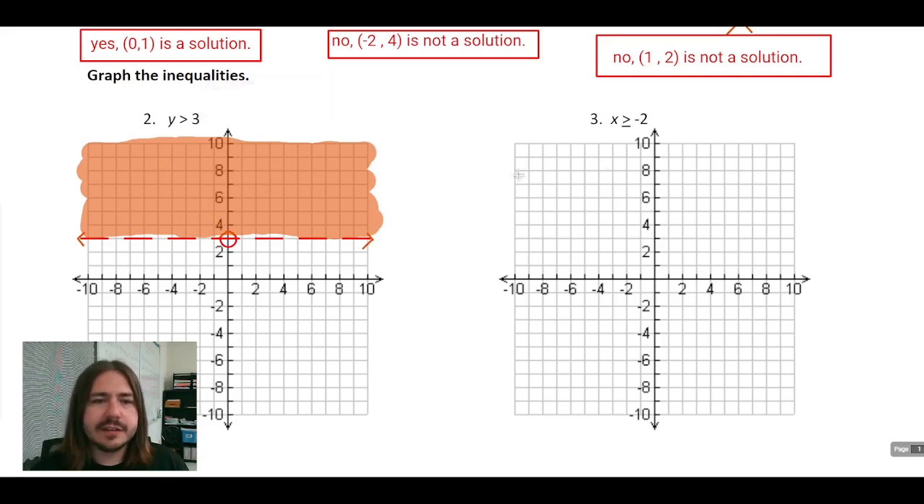Now, if you have an x instead of a y, we talked about earlier in this unit that if you have x equals a number, then it's going to be a vertical line rather than a horizontal one. So this one is going to be solid though, because it could be greater than or equal to. So when we draw that line, we want to make sure that it's actually solid.